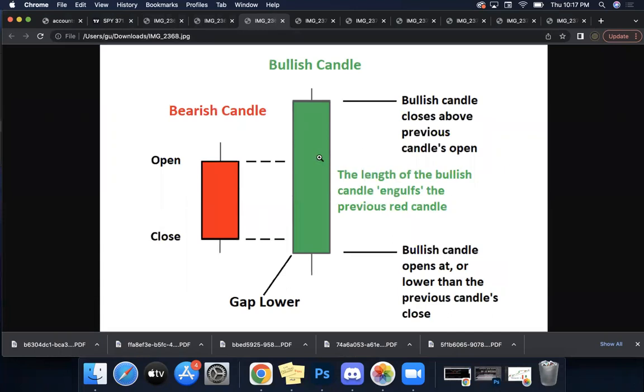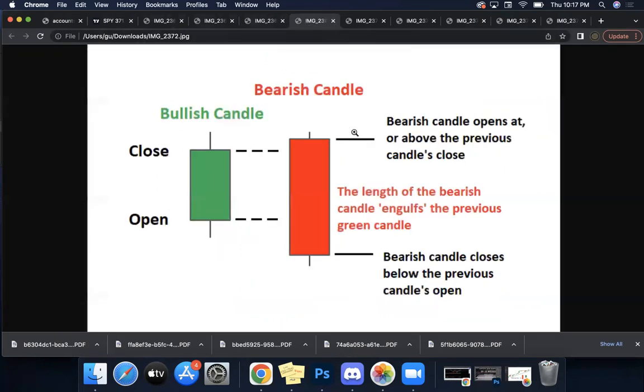This is a little bit more detail of what I was just explaining. If you need it written down, here, this is perfect detail. So the length of the bullish candle engulfs the previous red candle. That's what we were stating. Bullish candle closes above the previous open. Bullish candle opens at or lower than the previous candle's close. Exactly what I was explaining. This is just more detail. Same thing for bearish, more detail. Exactly what I was explaining in the bearish engulfing candle.